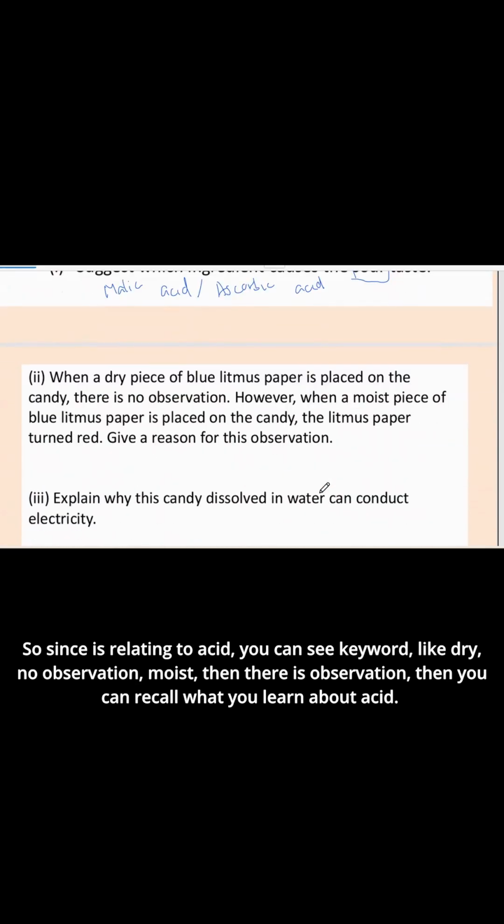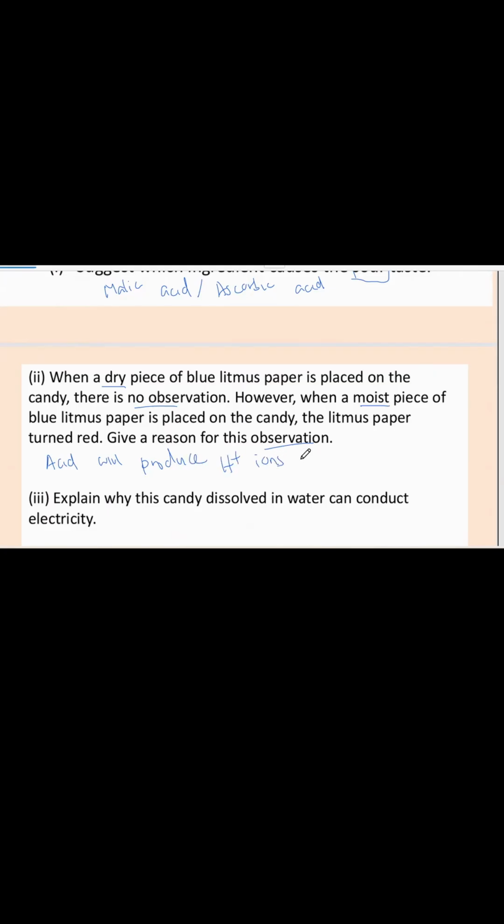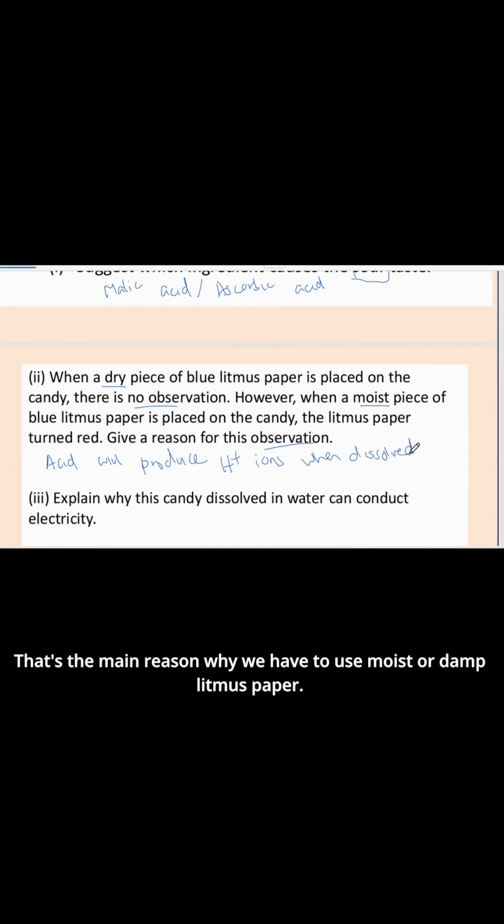Since it's relating to acid, you can see keywords like dry, no observation, moist, then there's an observation, so you can recall what you learned about acids. Because you need water, because acids will produce hydrogen ions when dissolved in water. That's the main reason why we have to use moist or damp litmus paper.